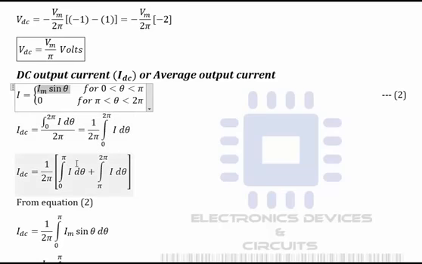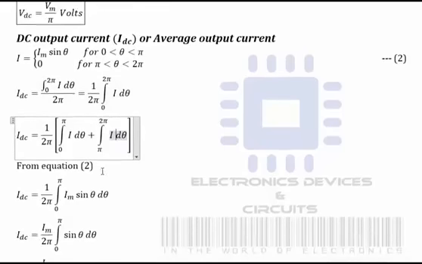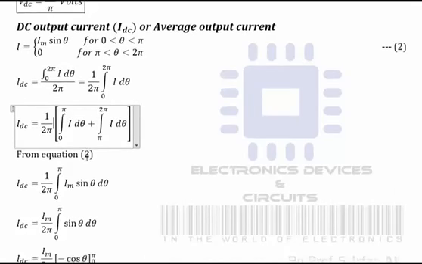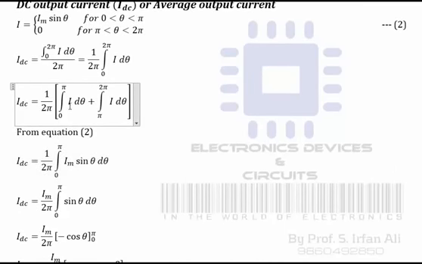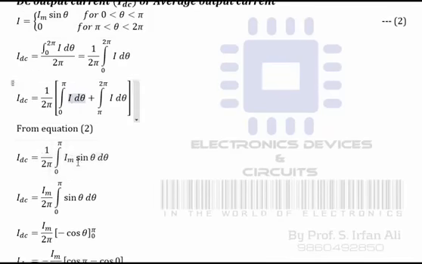So the integration will become two parts. The first part will range from 0 to pi, and for that the value of current will be Im sin theta, and the second integration will range over the remaining part from pi to 2 pi, and the value of current will be 0 for the second part. So only the first part will remain for the derivation. The second will become 0 because the value of current is 0 for the range pi to 2 pi. So the integration will remain like this, 0 to pi the first part, and the value of current is Im sin theta. So I am putting here Im sin theta.